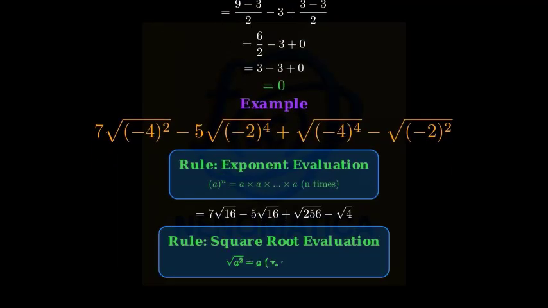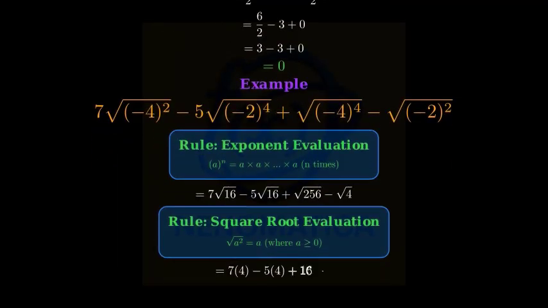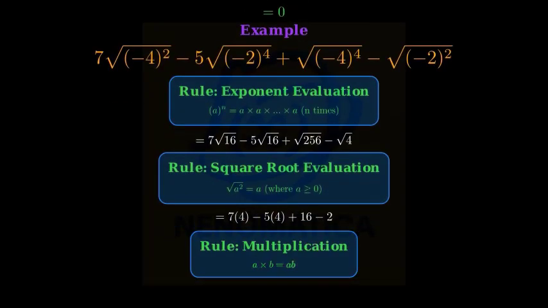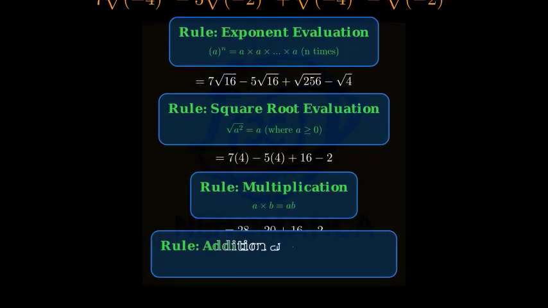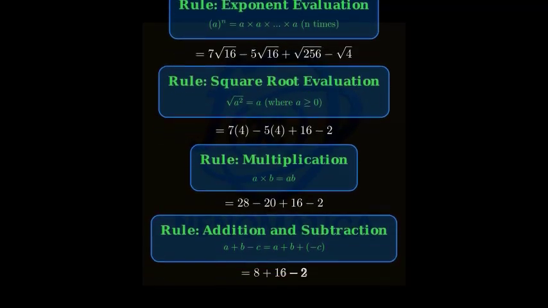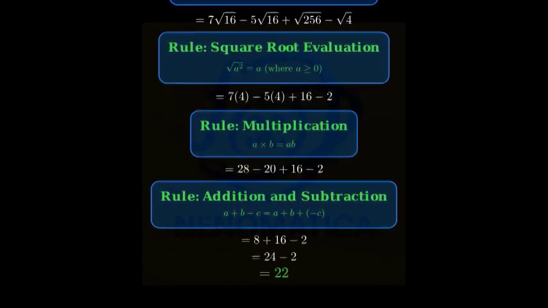Now, we can evaluate the square roots. The square root of 16 is 4, the square root of 256 is 16, and the square root of 4 is 2. Let's calculate. 7 times 4 equals 28, and 5 times 4 equals 20. So, we have 28 minus 20 plus 16 minus 2. Now we can add and subtract. 28 minus 20 equals 8, plus 16 equals 24, minus 2 equals 22.